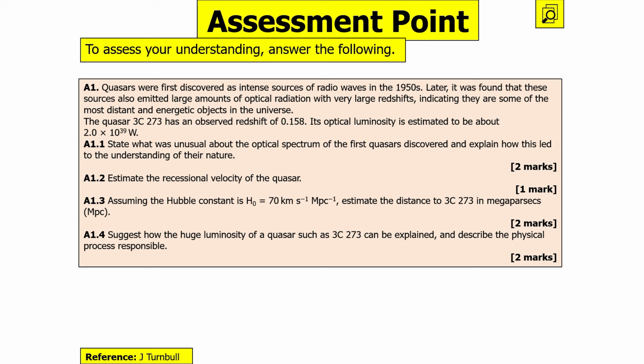Quasars were first discovered as intense sources of radio waves in the 1950s. Later it was found that these sources also emitted large amounts of optical radiation with very large redshifts, indicating that they are some of the most distant and energetic objects in the universe.